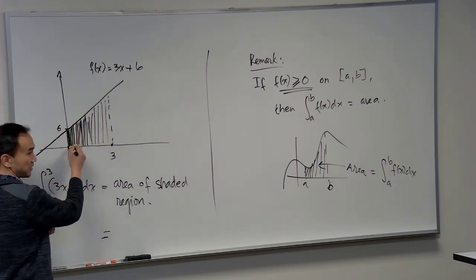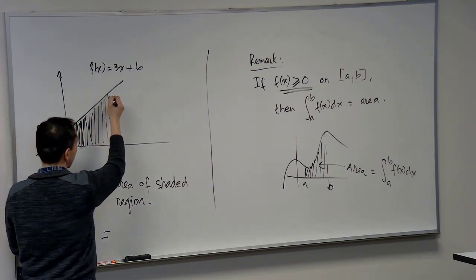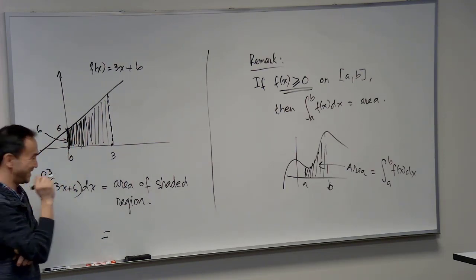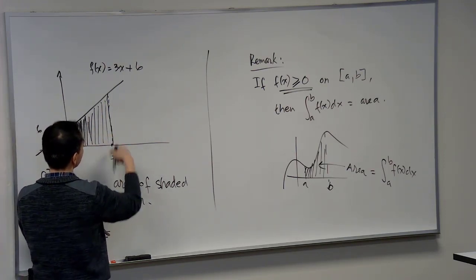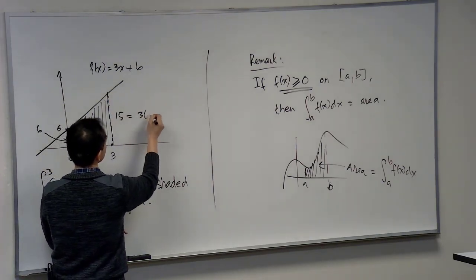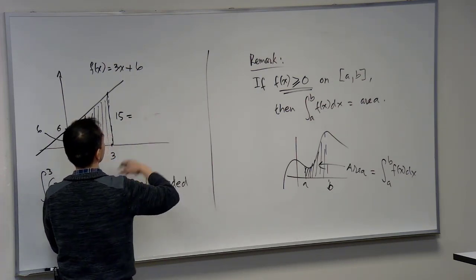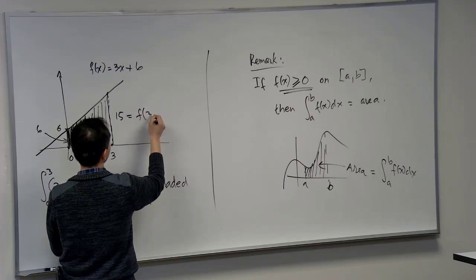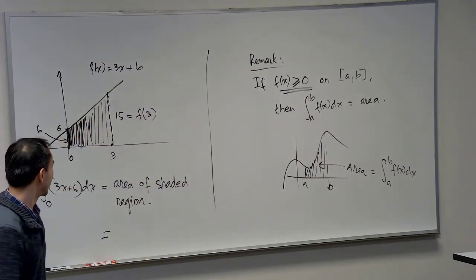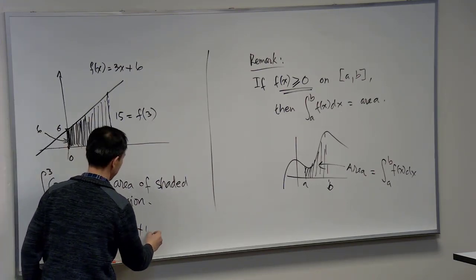How big is this height right here? That height is 6. You agree? Okay. How big is this height? 15, right? Because you just substitute 3 into the function. So it's 15, because it's equal to 3 times 3 plus 6. Let's just make it short: the function value of 3. So you've got top plus bottom, so 6 plus 15.